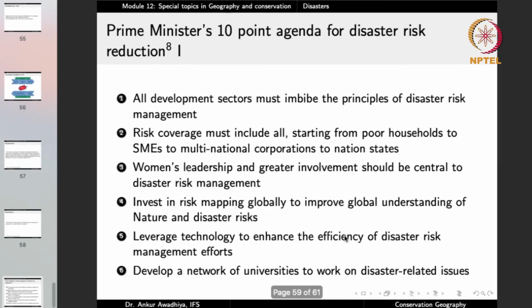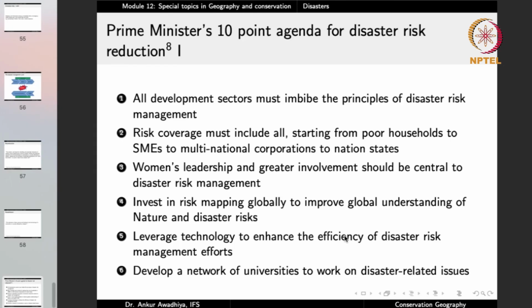And in this context, we can look at the Prime Minister's 10-point agenda for disaster risk reduction. It includes points like all developmental sectors must imbibe the principles of disaster risk management. Risk coverage must include all, starting from poor households to small and medium enterprises to multinational corporations to nation states. Women's leadership and greater involvement should be central to disaster risk management. So we need to make use of women's leadership. We need to involve them.